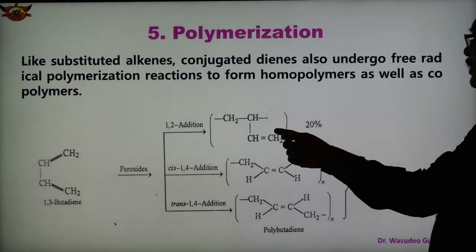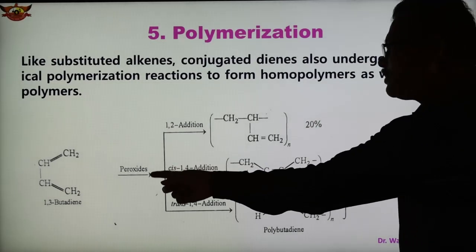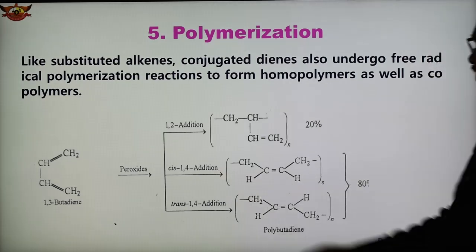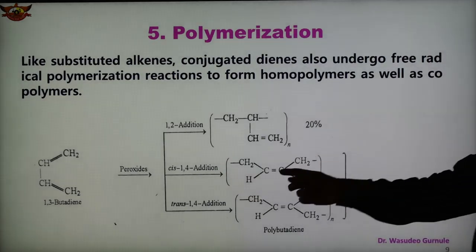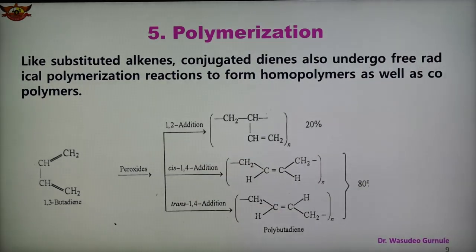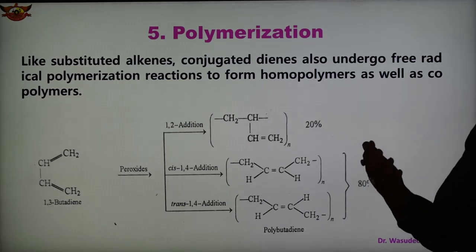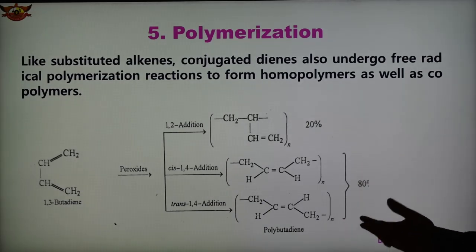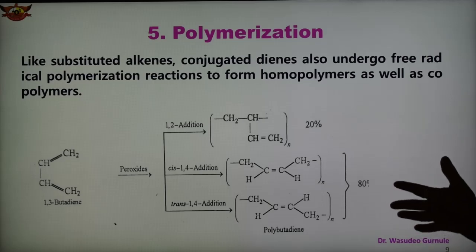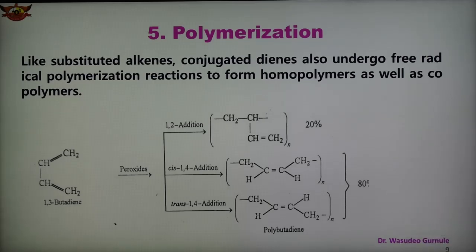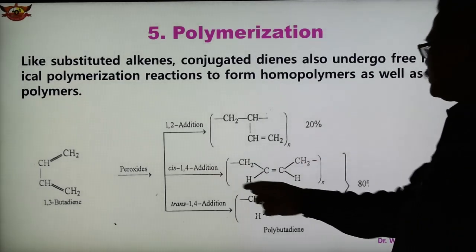This is 1,2 addition. Now this 1,3-butadiene also gives 1,4 addition, and in case of 1,4 addition we get cis and trans. Cis means two similar groups are present on one side, or when they are present diagonally opposite then it is a trans. So cis 1,4 addition is here.